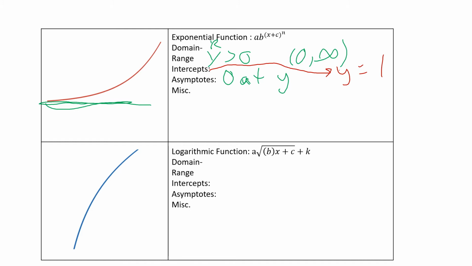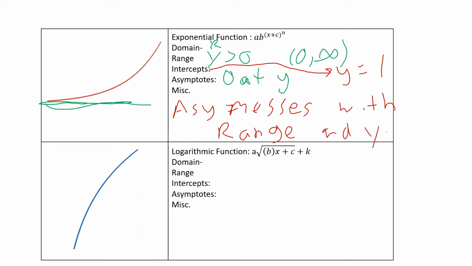So what can we say about the asymptote? We could say the asymptote messes with the range and the y-intercept.